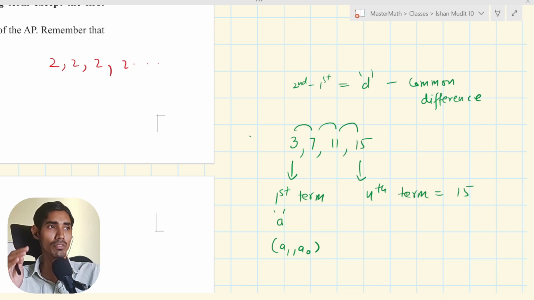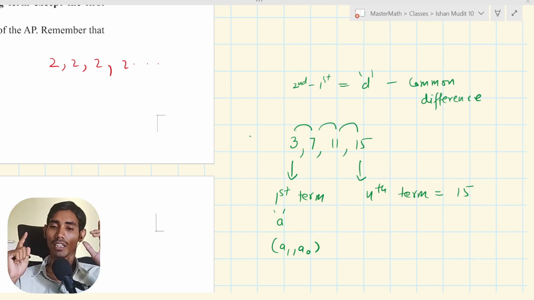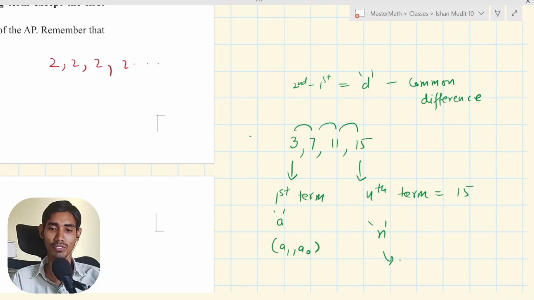Now what we should understand from the beginning is the term, the n value. Which term it is, the term position, is different from the term value. The term place was 4, n was 4, but the value sitting in the fourth place was 15. It was not equal to 4. It's not number 4 sitting in the fourth place.